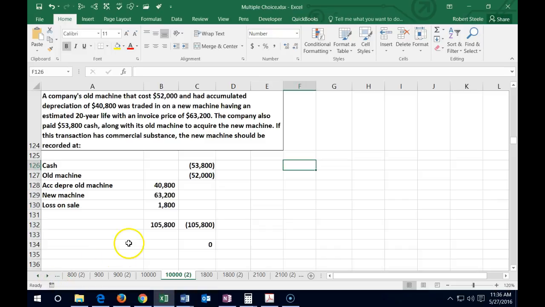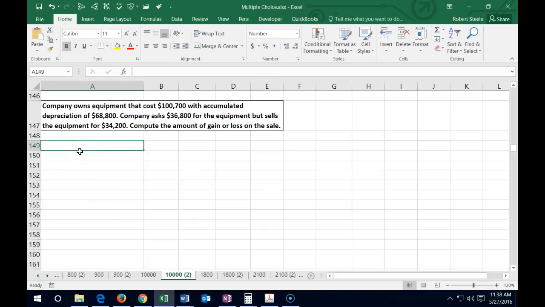So depending on what they ask for, the new machine is going to go on the books at $63,200. Remember, this isn't the tax code. This is generally accepted accounting principles. And then we're going to have a loss on the exchange of this $1,800.